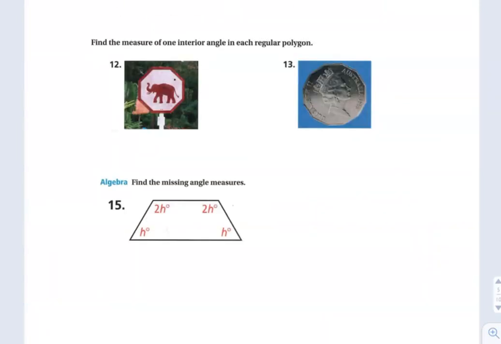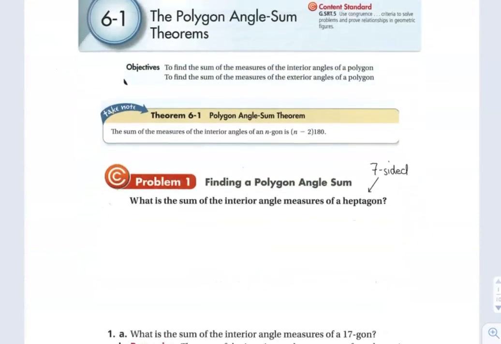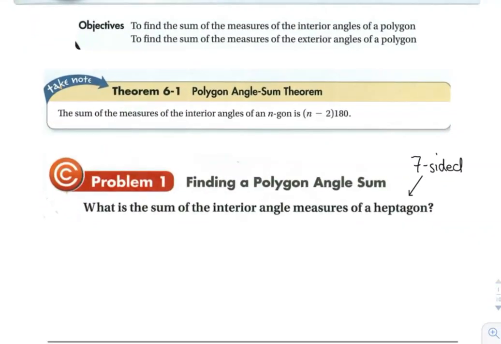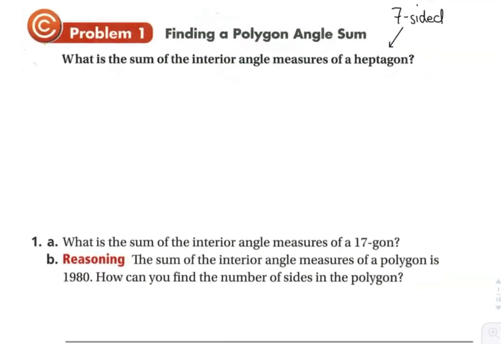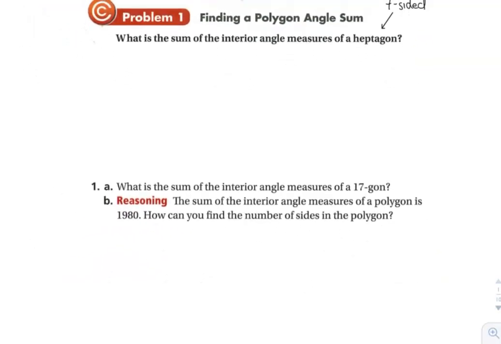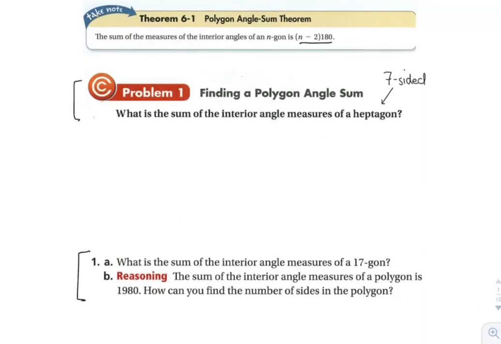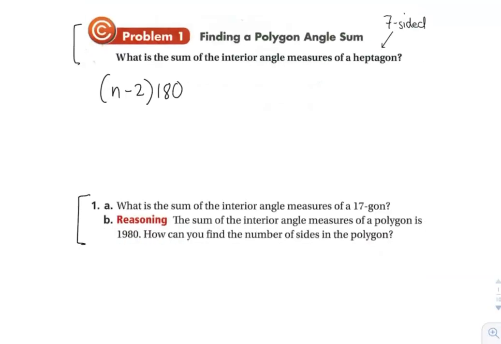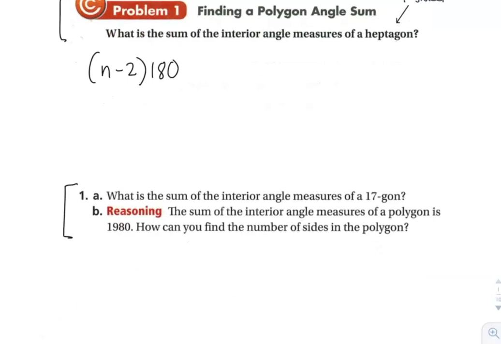That results, scroll all the way up, to our first theorem. All right, polygon angle sum theorem. If you know the number of sides of your polygon, you just subtract 2, multiply by 180, and you get the total sum of the interior angles. So I'm going to have you guys pause the video and try all 3 of these. So problem 1 as well as these 2, you're going to use that equation, n minus 2 times 180, to find the sum of your interior angles.